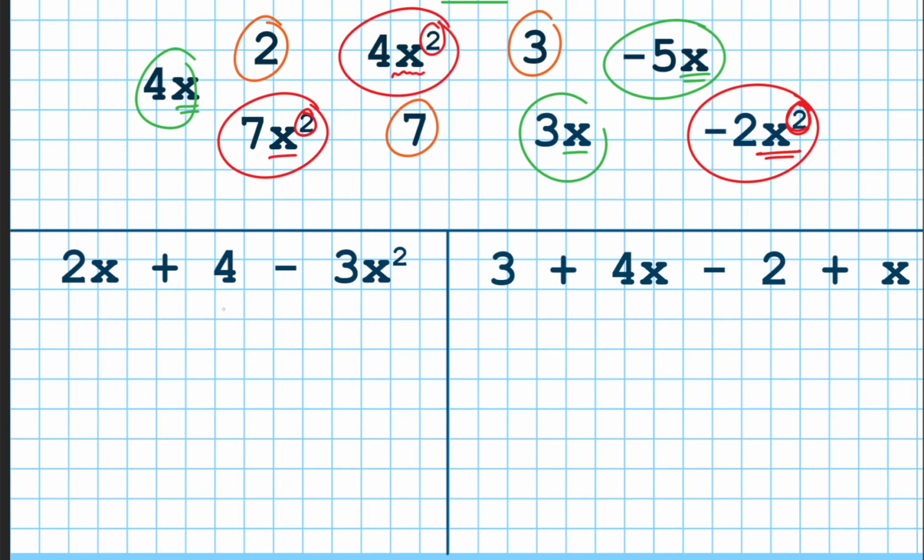And in this case, we have 2x plus 4 minus 3x squared. There aren't any like terms in this expression, but as mathematicians, we like to keep our letters to the left, meaning our variables to the left of an expression, and our numbers to the right. In fact, let me write that down because that's kind of important.